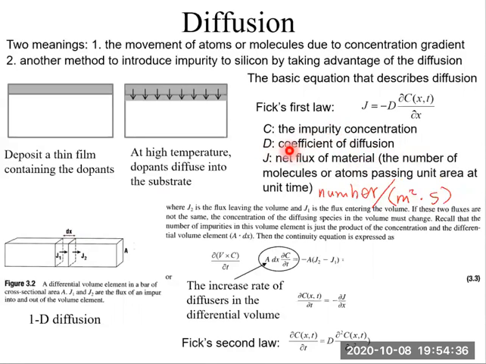Oh, by the way, D is the coefficient of diffusion. Typically, we assume D is a constant. So we can say this flux, or the diffusion current, is proportional to the concentration gradient. Right? This partial C over partial x is simply the concentration gradient. And this negative sign means that the atoms or molecules always diffuse from high concentration to low concentration.